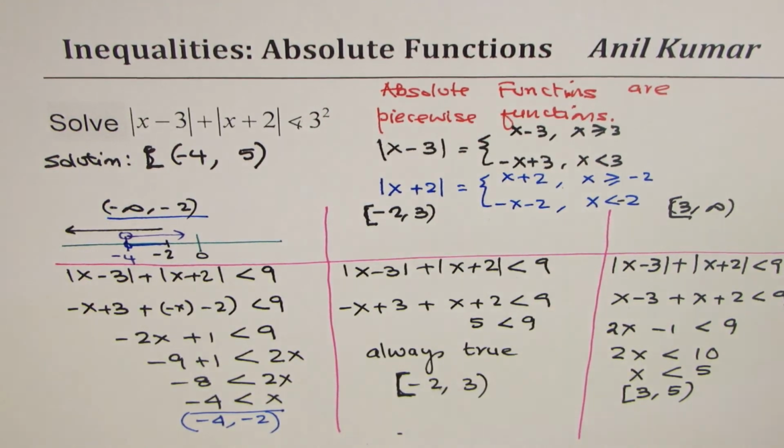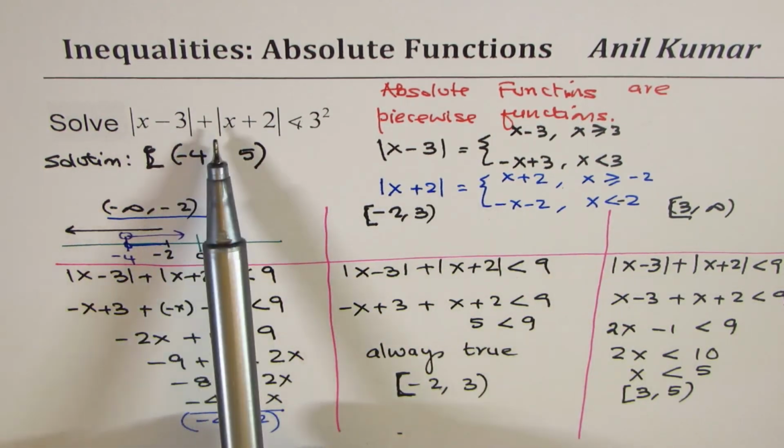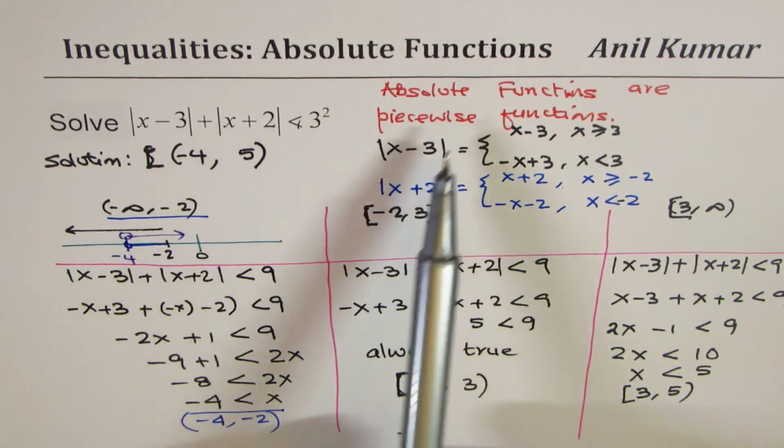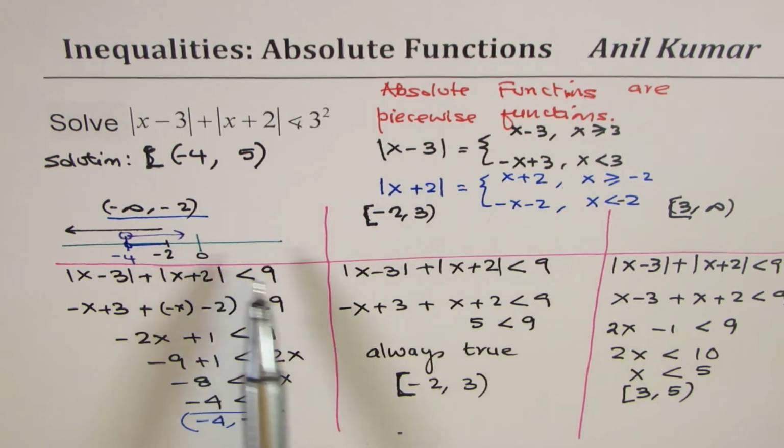Perfect. So that is how you could actually solve an absolute inequality. What we see in this particular case is that the interval is divided into 3 because the absolute functions are defined as piecewise functions. So you have to solve each piece in each interval and then compile the solution to get the final solution.